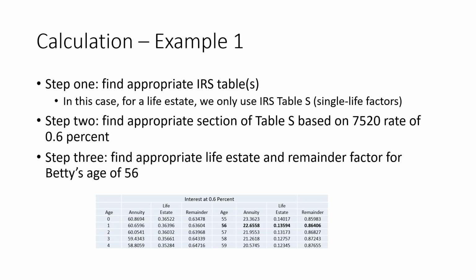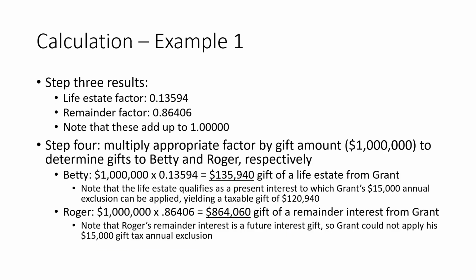And in this case, we can see bolded here, at age 56, Betty has a certain life estate factor and remainder interest factor that come into play. And those are going to carry over to the next step. For step 3, we determined a life estate factor of 0.13 and change and a remainder factor of 0.86 and change. And these add up to 1. And that's on purpose. Now, step 4 is going to be multiplying the appropriate factor by the gift amount to determine the gifts to Betty and to Roger, respectively.